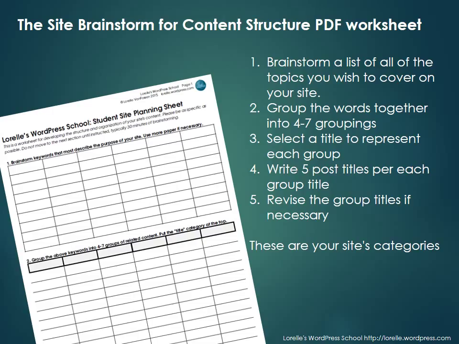In your class notes, I've put together a site Brainstorm PDF worksheet for your content structure. And here's how it works. I want you to download this, print out this form, grab a pen or pencil, extra paper, whatever you need. And I want you to brainstorm a list of all the topics you wish to cover on the site. I want you to spend at least 25 to 30 minutes. I would prefer if you spend an hour.